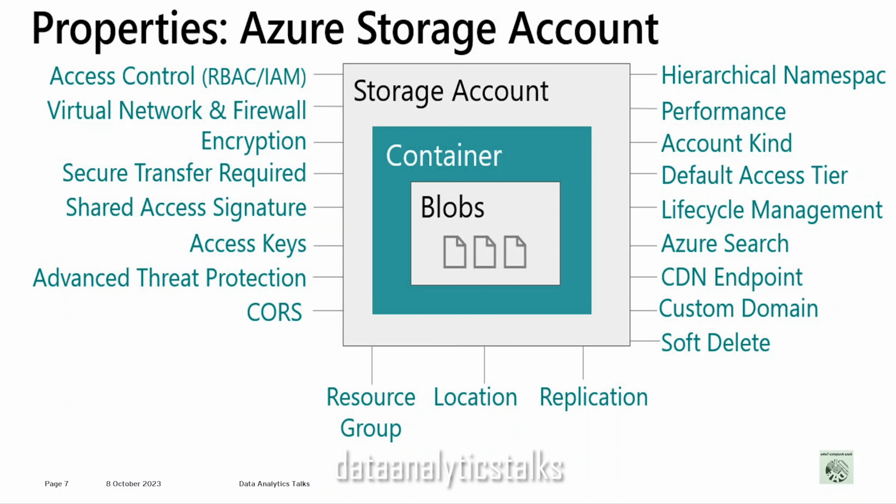So the storage account has containers and blobs, and overall it has properties like access control, virtual network and firewall, encryption, secure transfer required, shared access signature, access keys, advanced threat protection, CORS, hierarchical namespace, performance, account kind, default access tier, lifecycle management, Azure Search, CDN endpoint, custom domain, soft delete, and so on. Every storage account is created under a resource group in a location, and it can support local replication and geo-replication. Let's go straight to a demo.